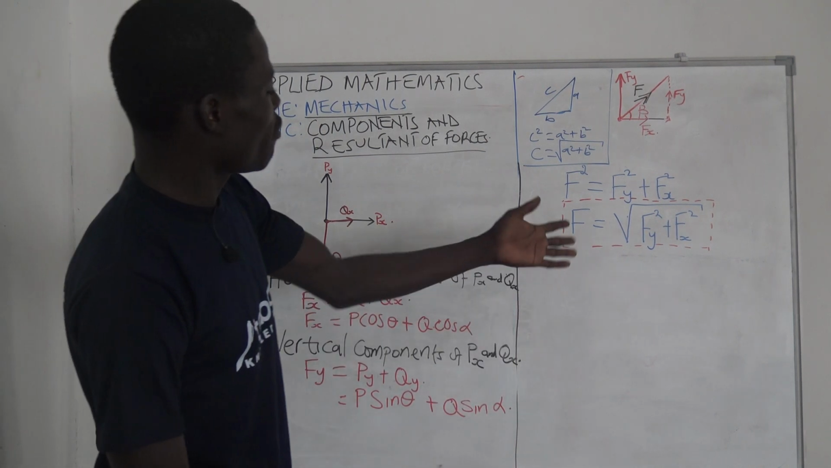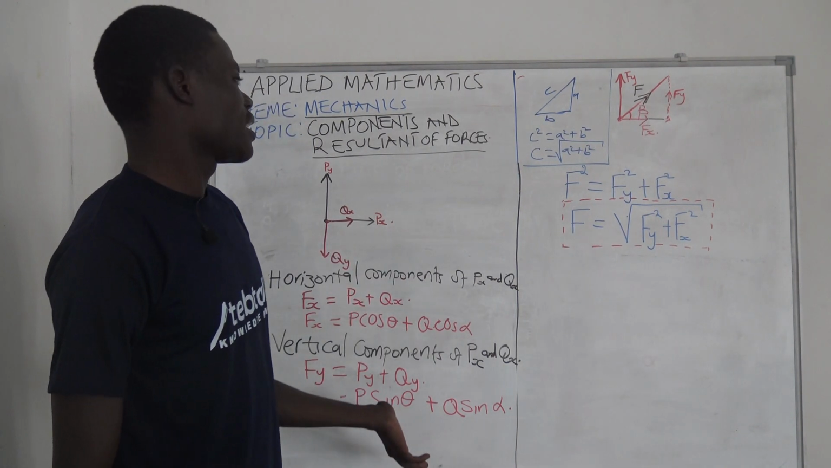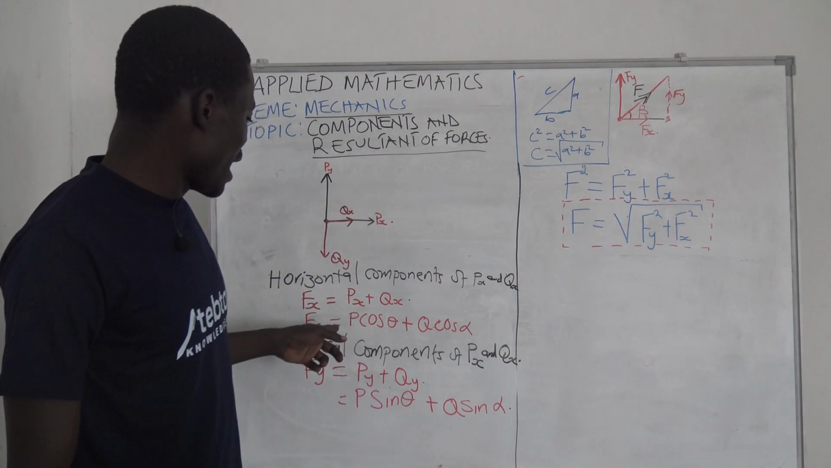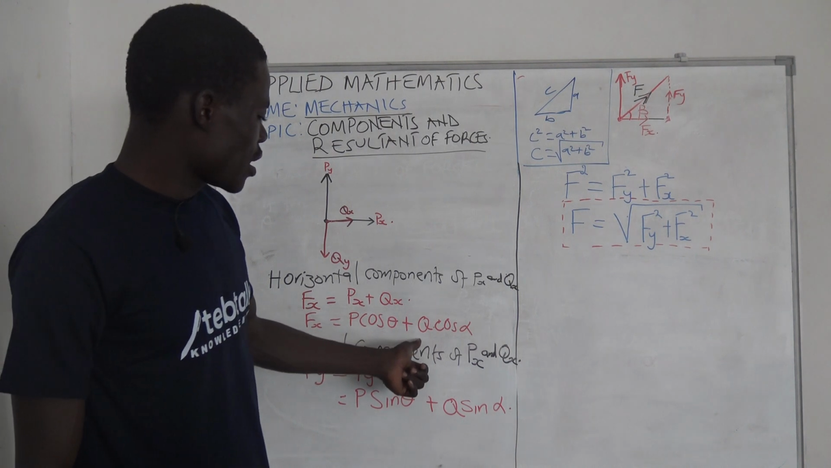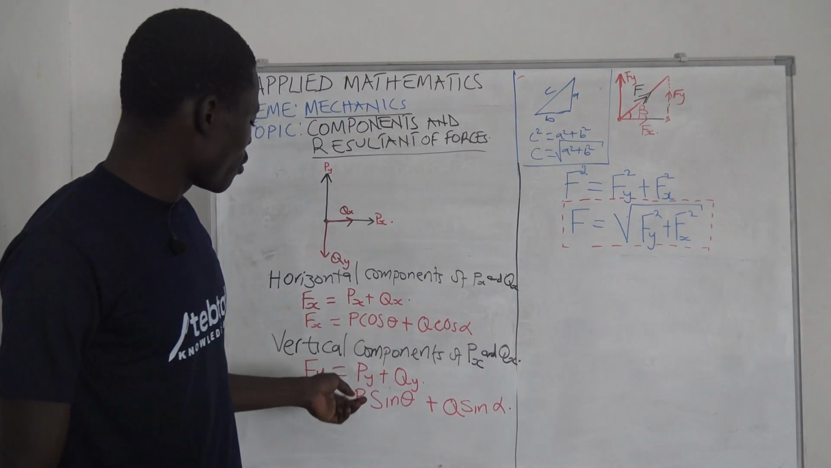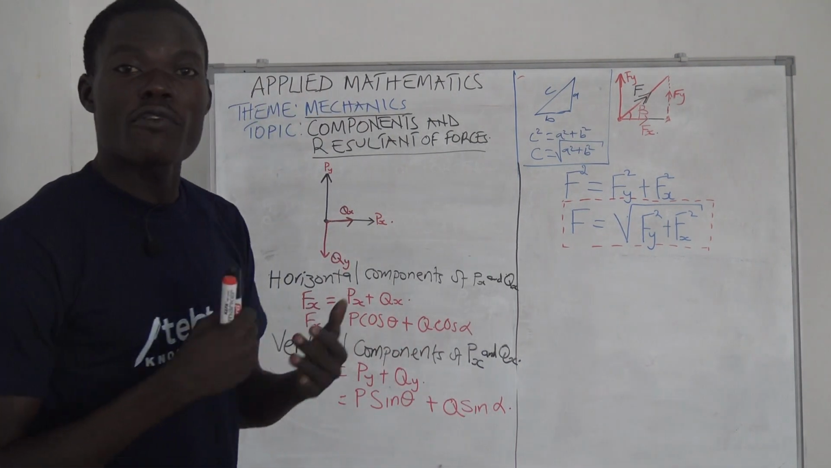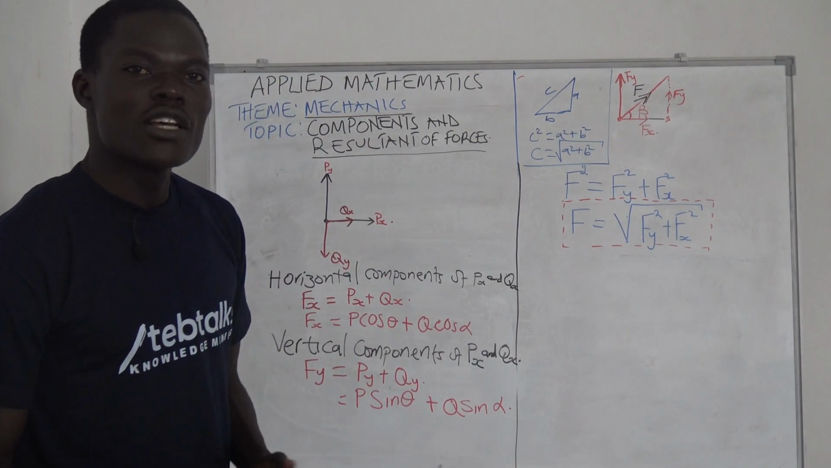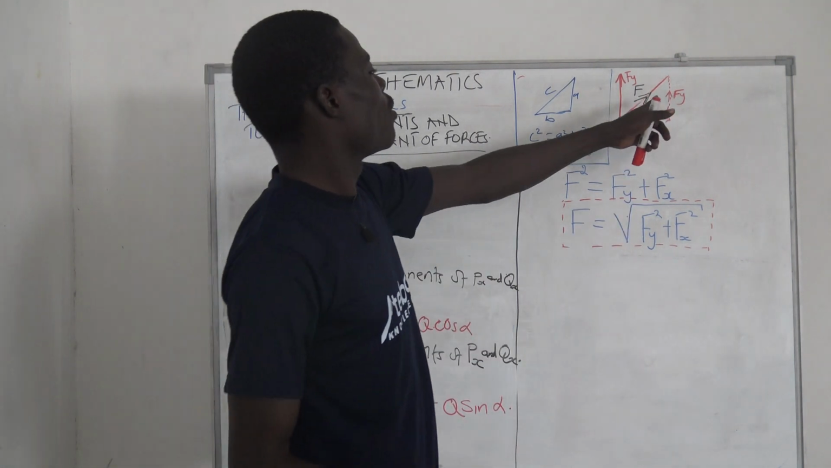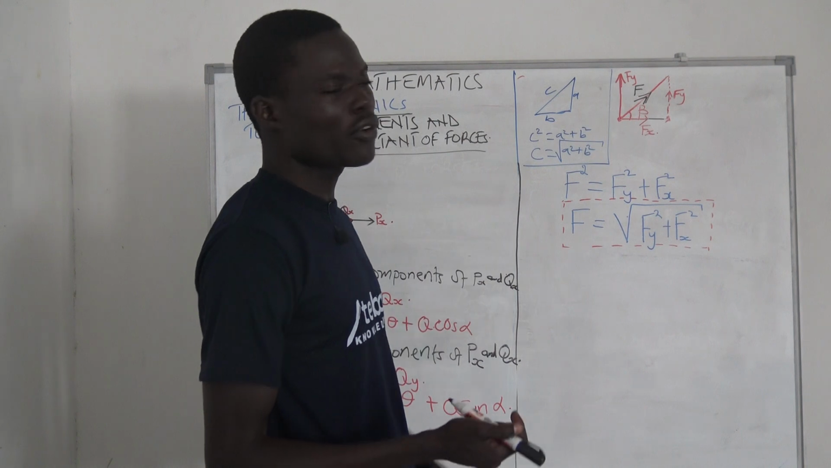Someone may be wondering what Fy is. We have shown how we come up with Fy, and we have shown how we come up with Fx. After being given the values of P and Q and their angles, you substitute to get Fx, and you also substitute to get Fy. But we said the force is a vector quantity, so we shall calculate the angle at which it is acting. What is the angle at which this force is acting? That's the first question.